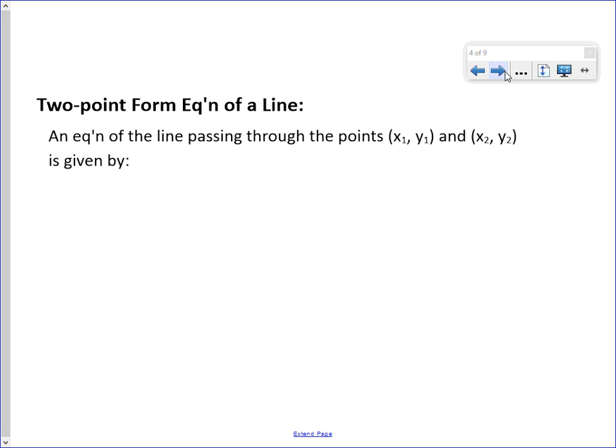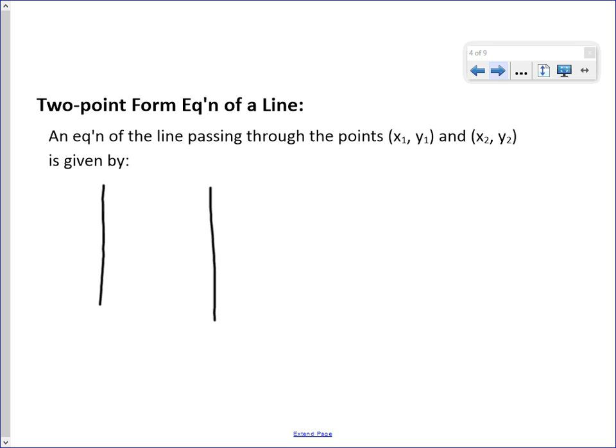So this one is building off of the idea of what we ended with yesterday, collinear points. We're going to think about three points that are on the same line, but we're only given two of them: x sub 1, y sub 1, and x sub 2, y sub 2. So the formula for the equation of a line, given two points, is given by a determinant.